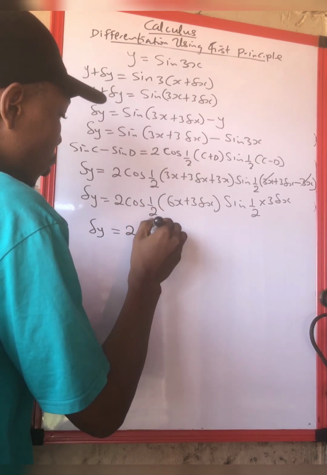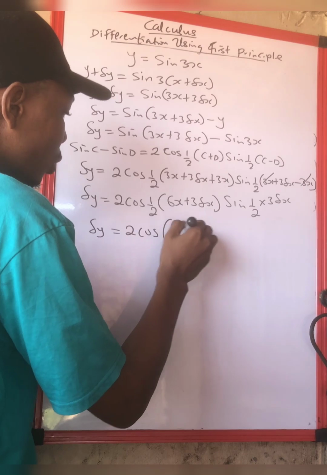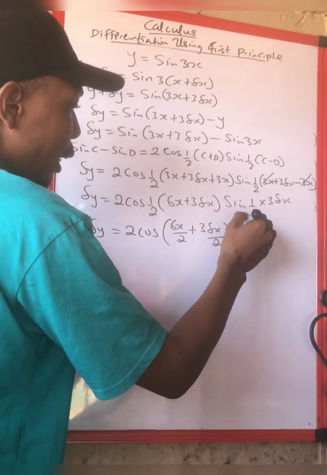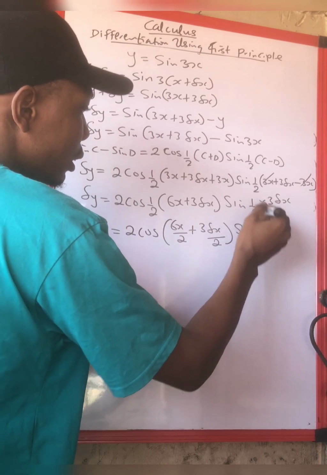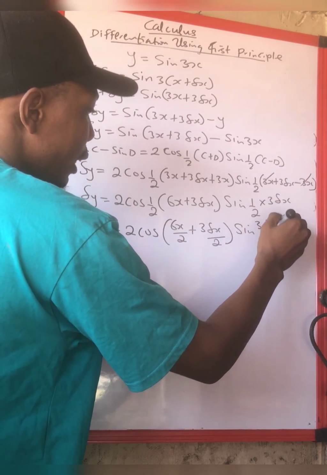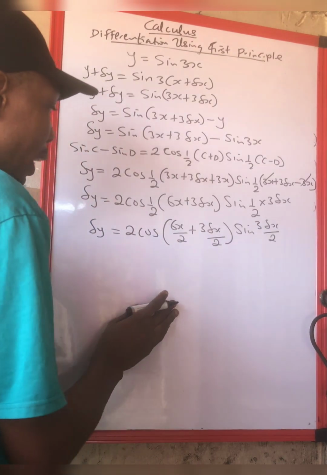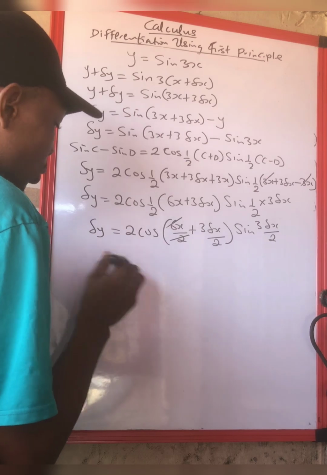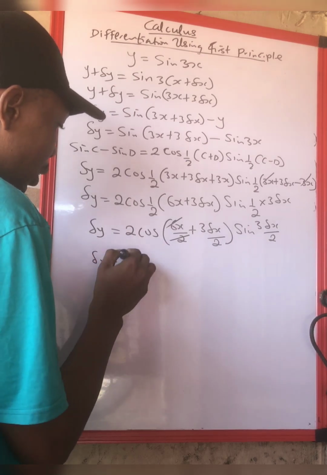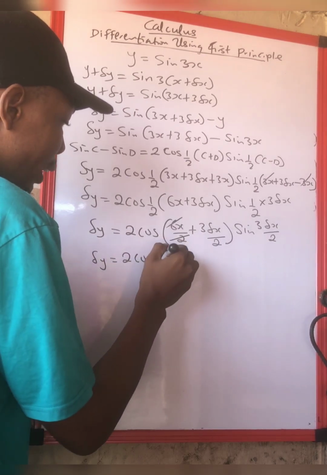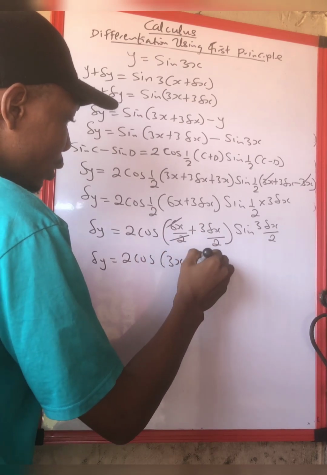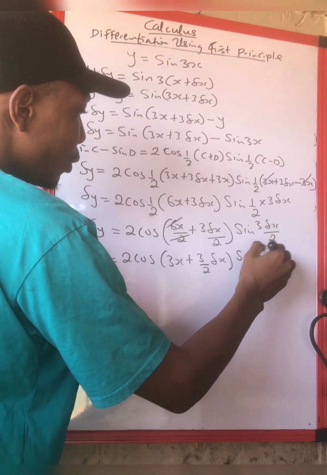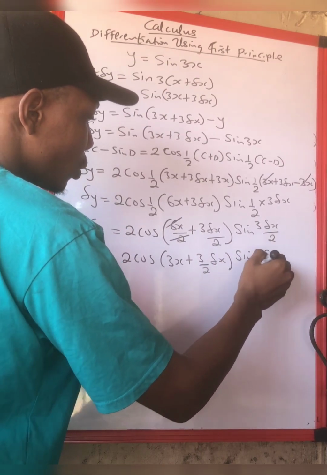So from there we have change in y equals, this is affecting everything here, 2 cos of (6x over 2 plus 3 change in x over 2), then sin, this is written as 3 change in x over 2. So from there, this can cancel out this. Once it cancels out, we are left with change in y equals 2 cos(3x plus 3/2 change in x), then sin(3 change in x over 2).